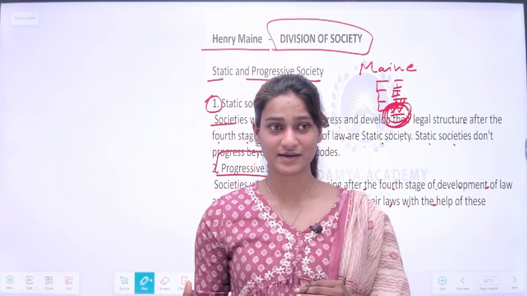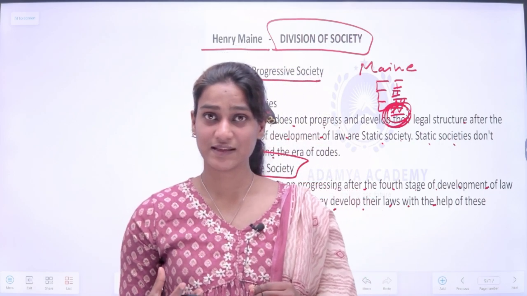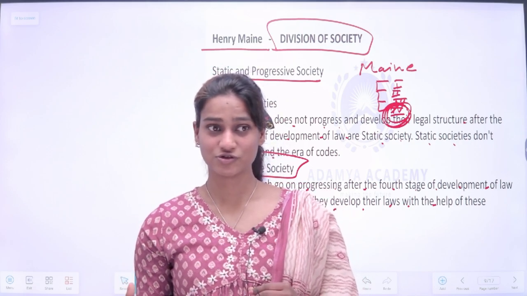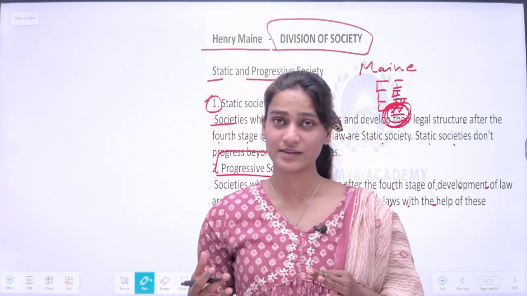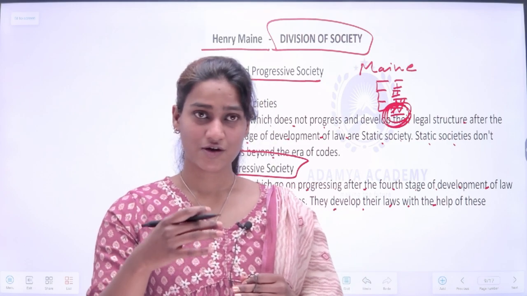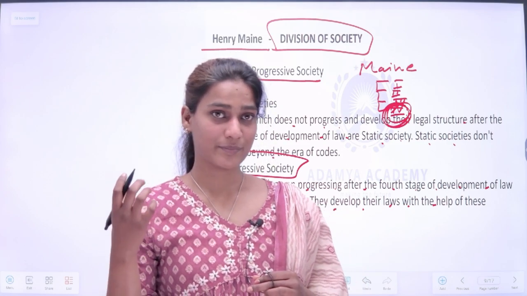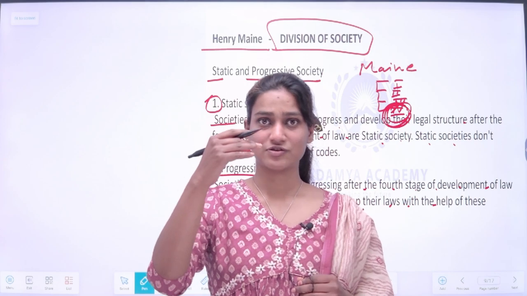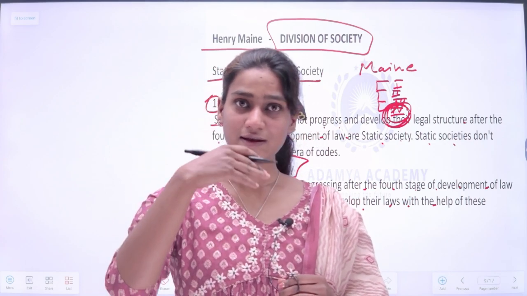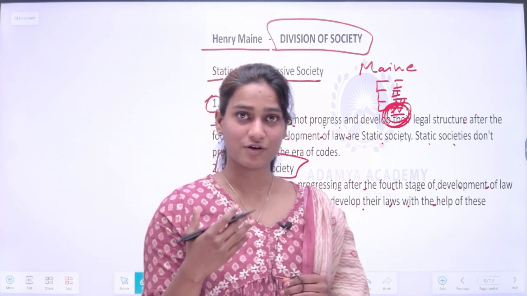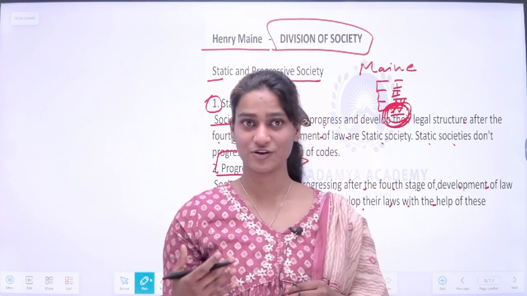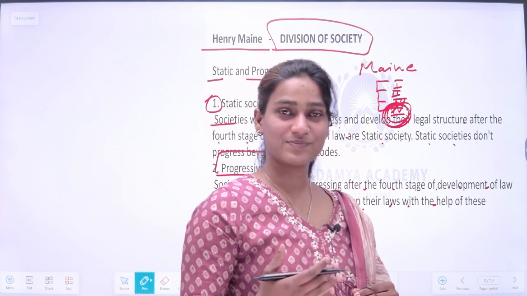Because in that society, if the individuals feel that the law should be changed or amended, then they have a legal structure, or they know the power bifurcation or power stages, so that they can approach the sovereign or the lawmakers and ask them to change the law. So this is what a progressive society is.